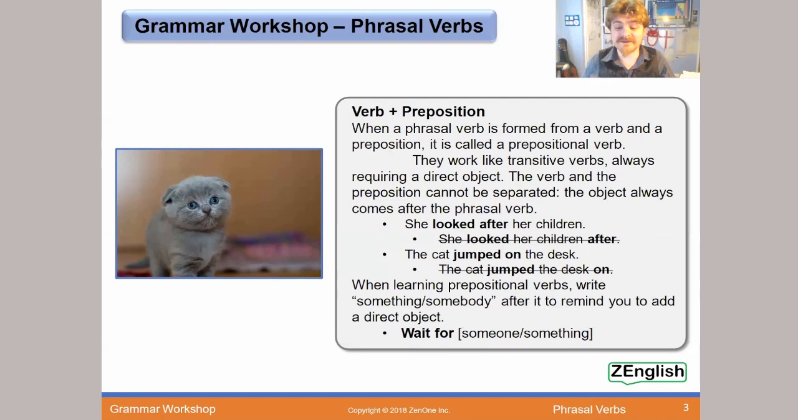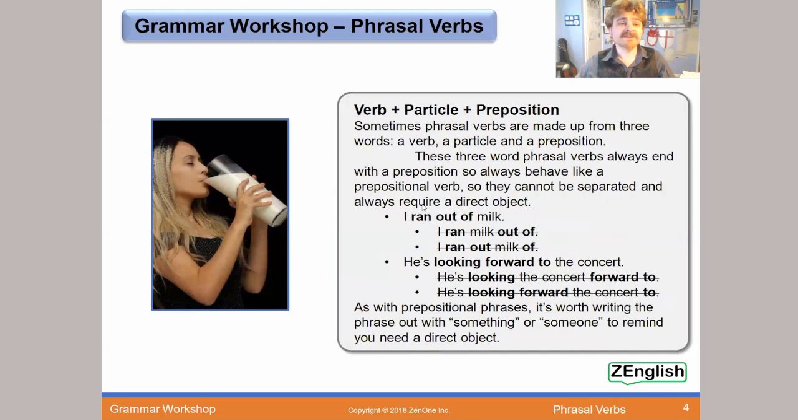That's very different from what we talked about earlier: switch on, jump on. They're completely different. So when learning prepositional verbs, it's always a good idea to write something or somebody after it to remind you to add that direct object, because these always require a direct object. So they're like a transitive verb. All right, so let's go to the final type, which is verbs plus particles plus prepositions.